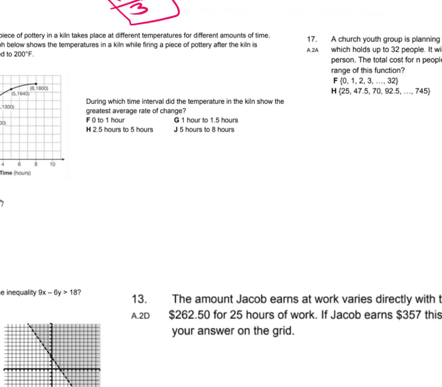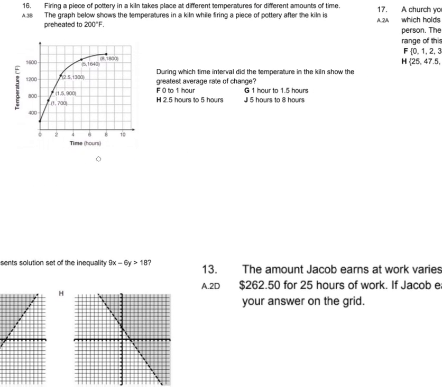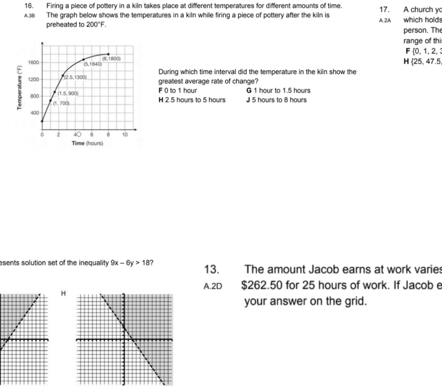All right, let's go ahead and move on to 16. 16 says, firing a piece of pottery in a kiln takes place at different temperatures for different amounts of time. The graph below shows the temperatures in a kiln while firing a piece of pottery after the kiln is preheated to 200 degrees Fahrenheit. So it says, during which time interval did the temperature in the kiln show the greatest average rate of change? So essentially what it's saying is, at what point was the slope the greatest? And if I look at this here, it looks like the slope starts off quite steep and then it starts to even out a little bit, right?